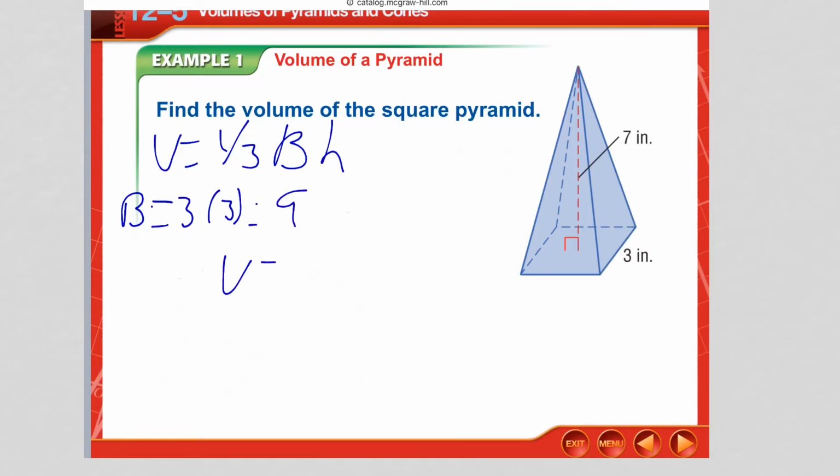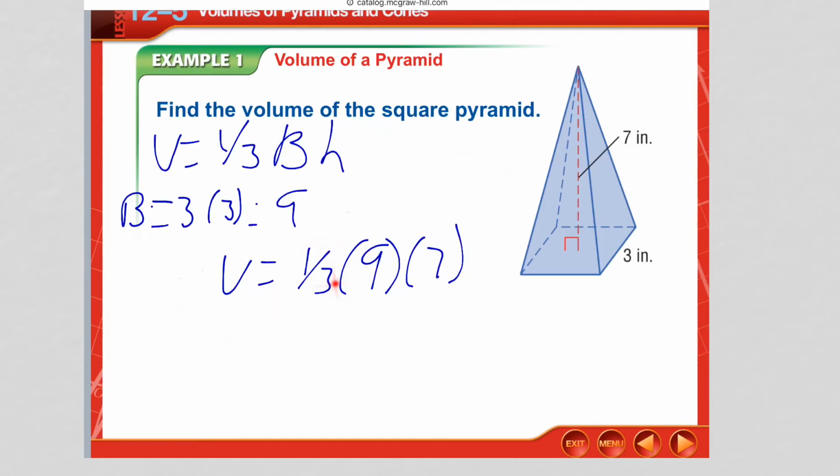Now, in the volume of the 1/3 base times height, we have 1/3, we have our big B, which is 9, and our height, which is how tall it is, 7. But I want to talk to you about the best way of putting this in your calculator. If you do not have the fraction button in your calculator, do not put in the decimal 0.3 or 0.33. What I want you to practice doing is we are going to go ahead and multiply the 9 and the 7.